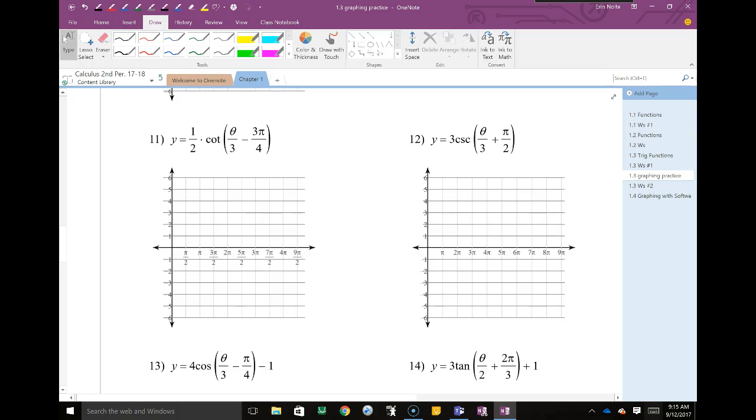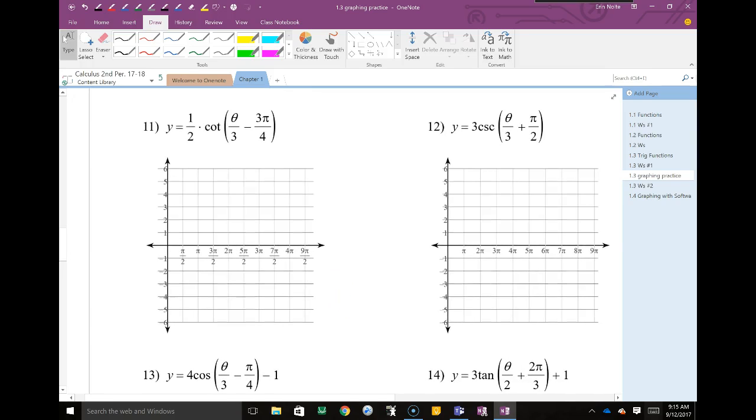Number 11, yeah. Let's do 11. Unless you want to do 12. Do you have a preference? Cotangents are generally a little easier just because you don't have to work so hard on the amplitude. But we could do 12 also.